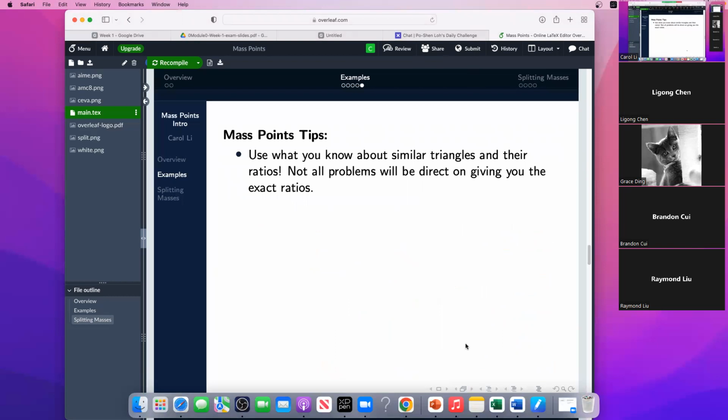Okay, so here are some tips that I have for you guys. Use what you know about similar triangles and their ratios. Did you see the question we just went through? In that question, we used the fact that they were similar triangles, and then we could use mass points. Not all problems will directly give you the exact ratios, because they're a little tricky.